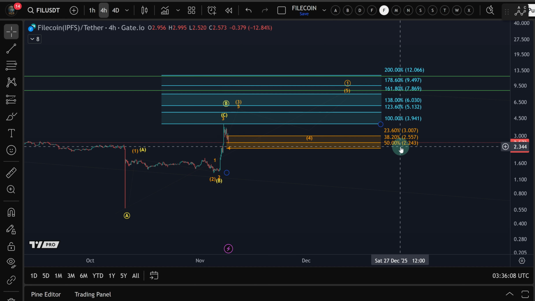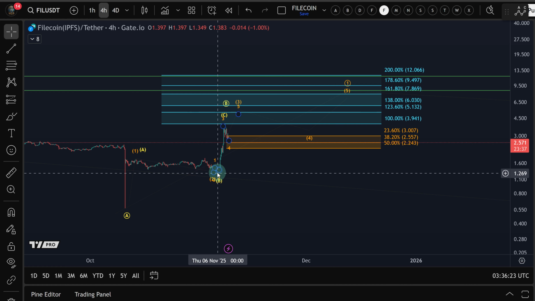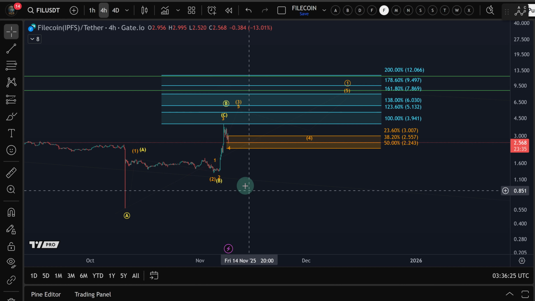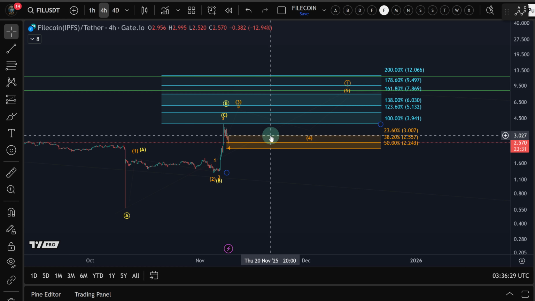Now, $2.24 is micro support. If we break below it, it opens the door to a decline that will possibly go to new lows. Well, we could in the first instance test these swing lows from early November, here around $1.20, $1.30, but it would not be bullish. It would just be a three-wave move. Below 2.24, it is likely not developing into an impulse anymore.